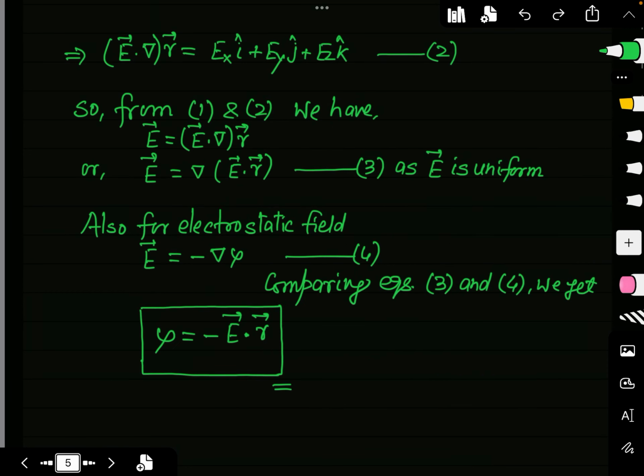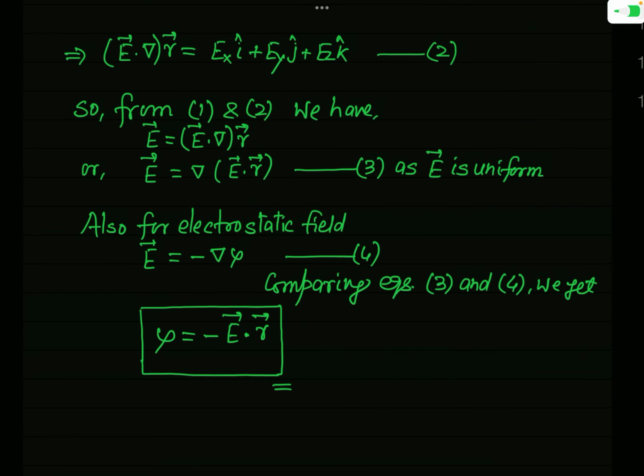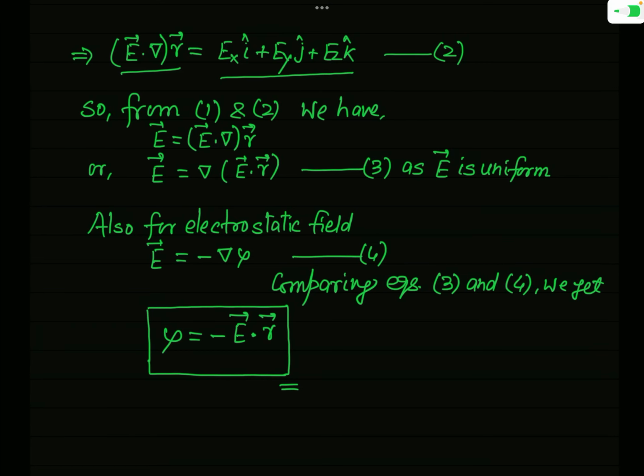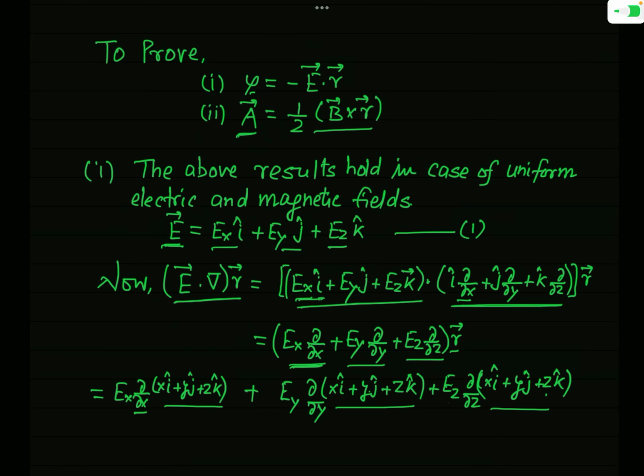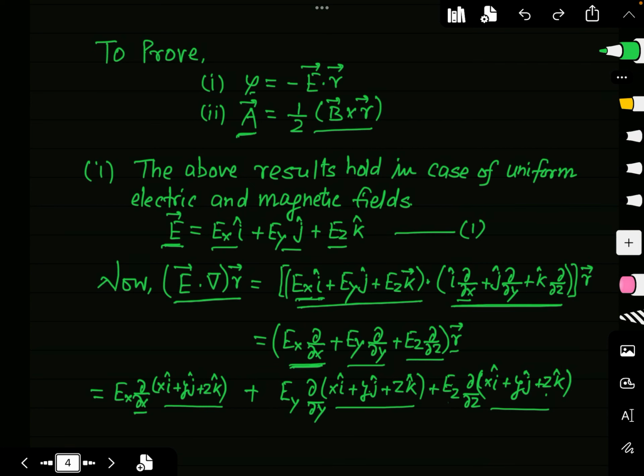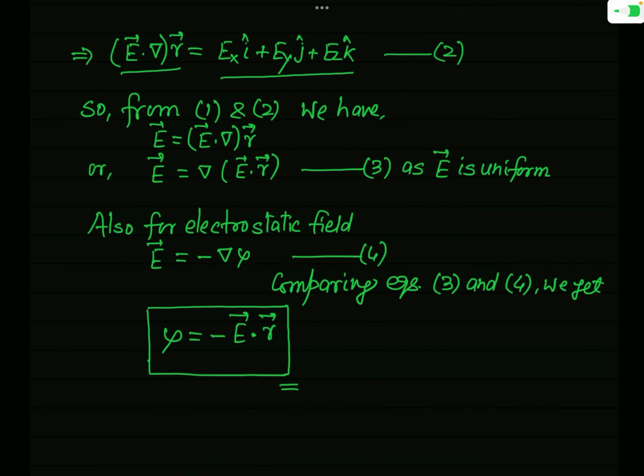So you can see I have written here that this E dot del R is simply equal to exi plus eyj plus ezk. But you know that this exi plus eyj plus ezk is equal to vector E. So we can easily write that this expression E dot del R is equal to vector E. Okay, I hope you have understood.